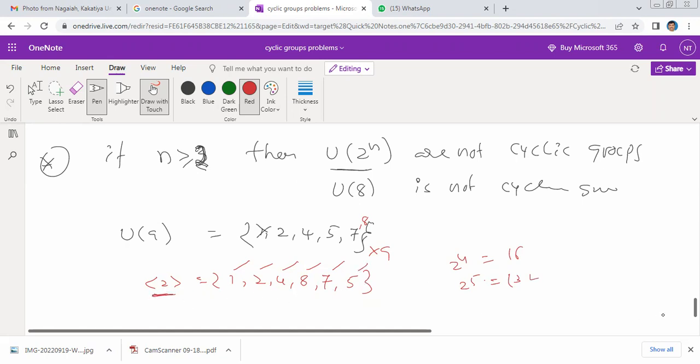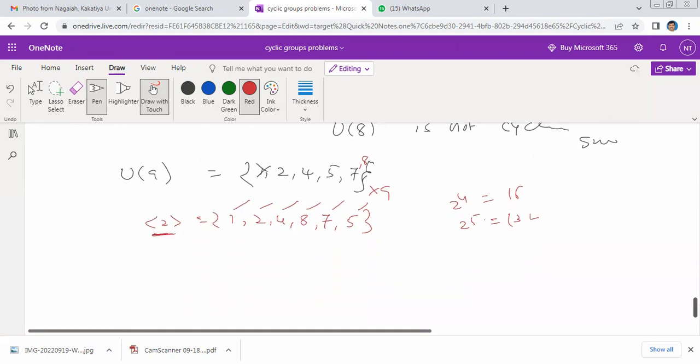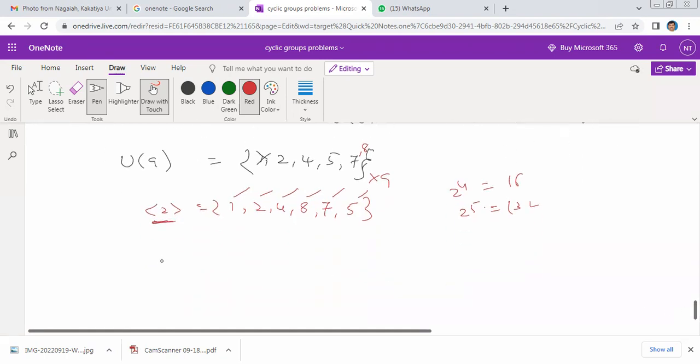What is the inverse of 2 under multiplication? 2 times 5 is 10, and modulo 9, 10 is equal to 1. So the inverse of 2 is 5, and 5 is also a generator. The generators are 2 and 5, which are inverses of each other.